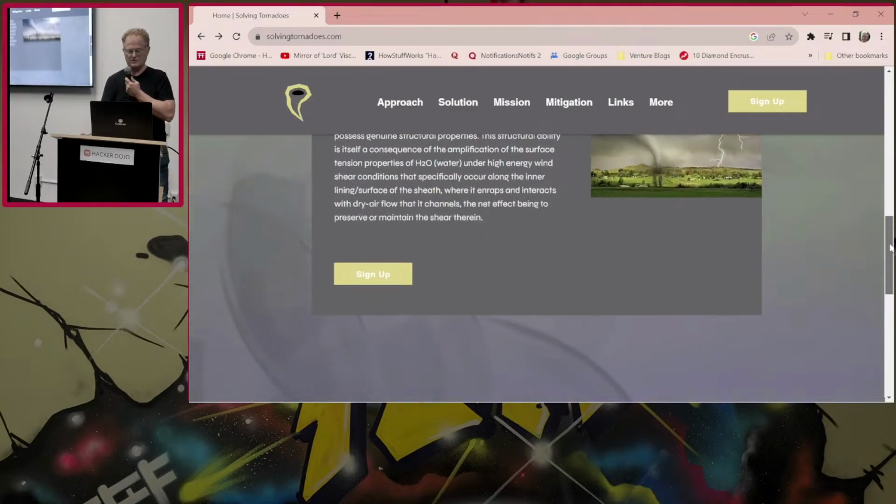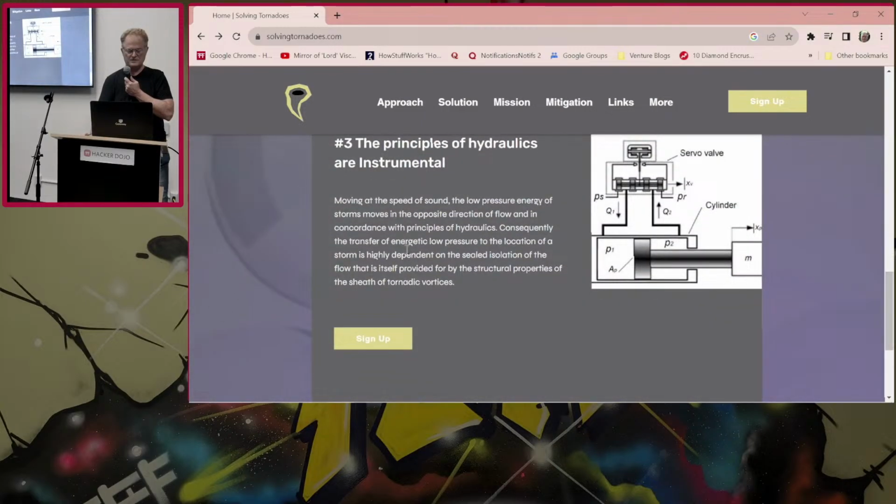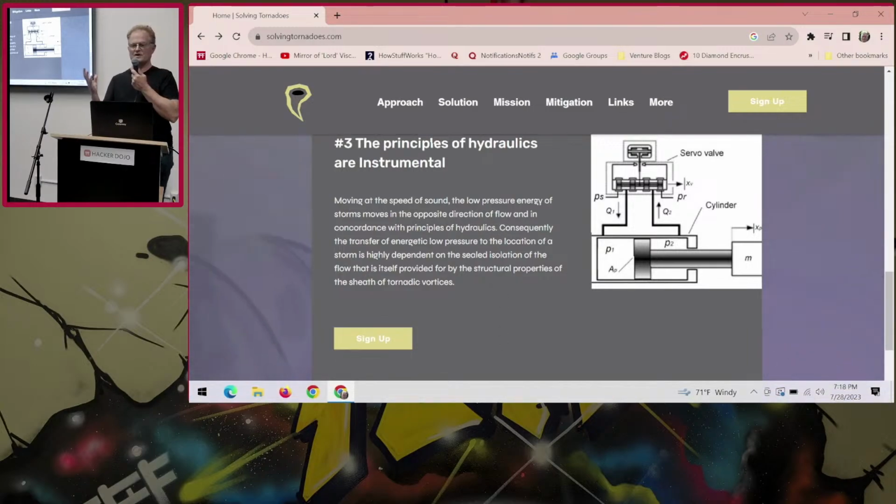And then we move on to number 3. And this says the principles of hydraulics are instrumental. So moving at the speed of sound, the low pressure energy of storms moves in the opposite direction of the flow. So it usually comes from the northeast to the southwest. And in concordance with the principles of hydraulics, meaning that it can actually use the vortice itself as a means of sending energy, low pressure pulses of energy at very high speed, literally the speed of sound.